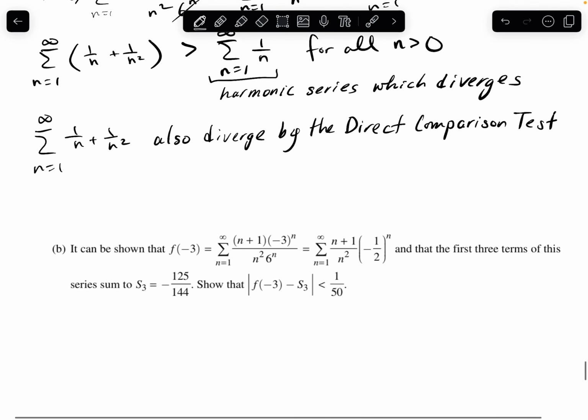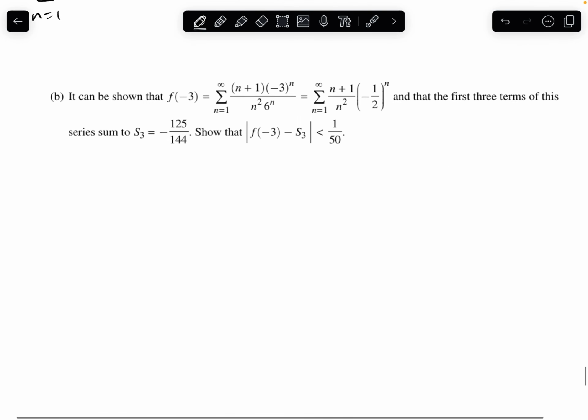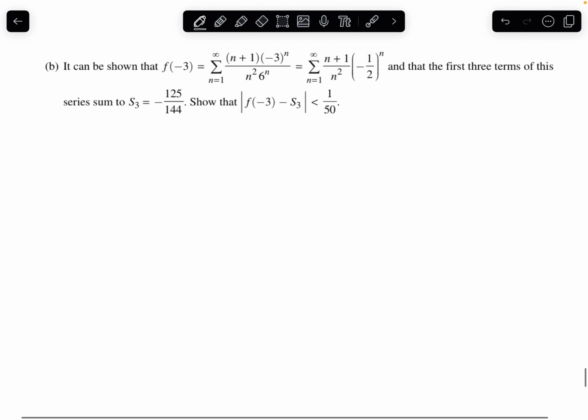Part B, it now is saying that it can be shown that this series, given here, f of negative 3, plugged in here, which is simplified into this form right here, and that the first three terms of this series, s sub 3, is equal to negative 125 over 144. We want to show that f of negative 3 minus s sub 3 is less than 150.